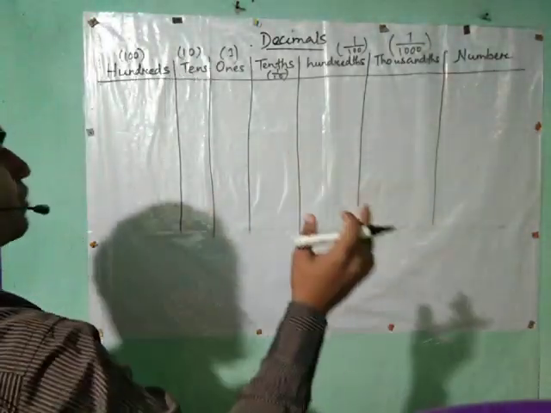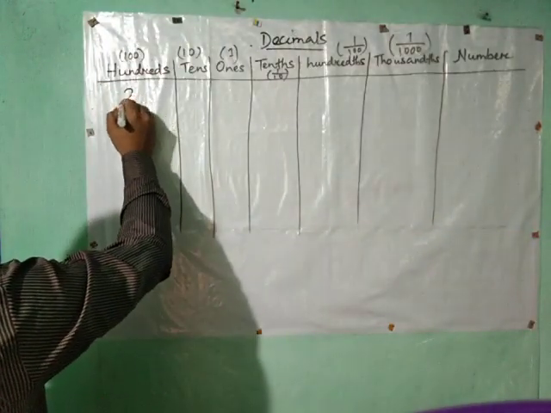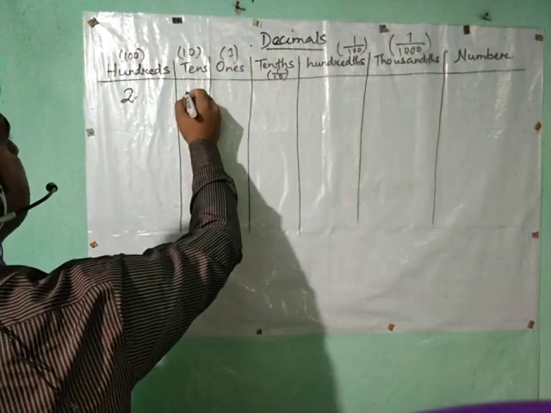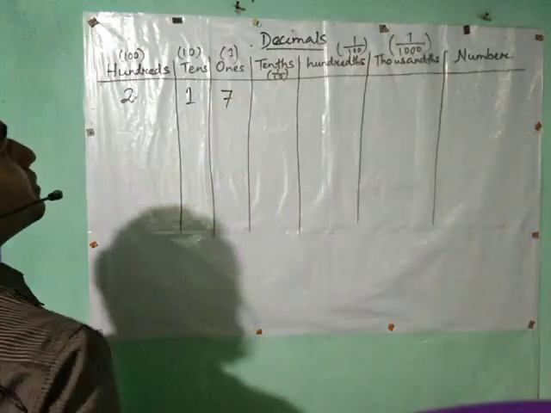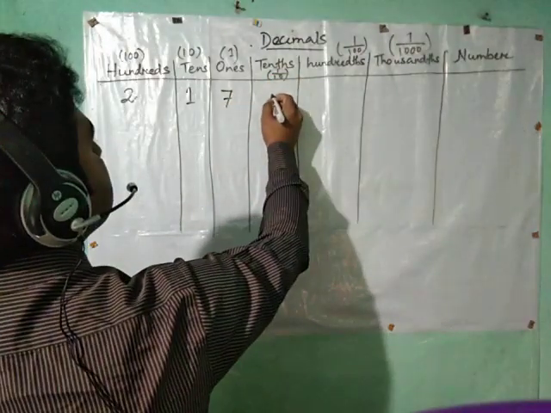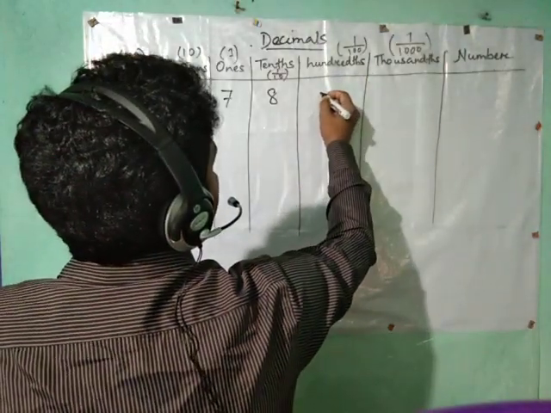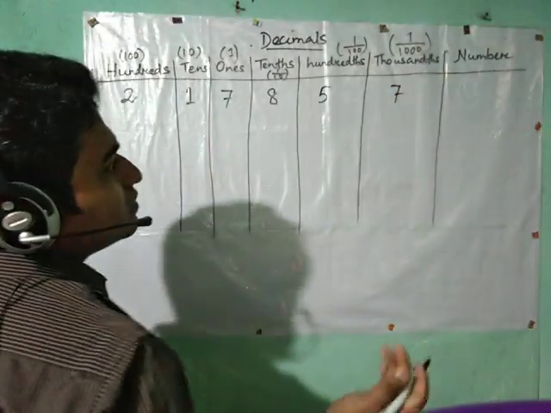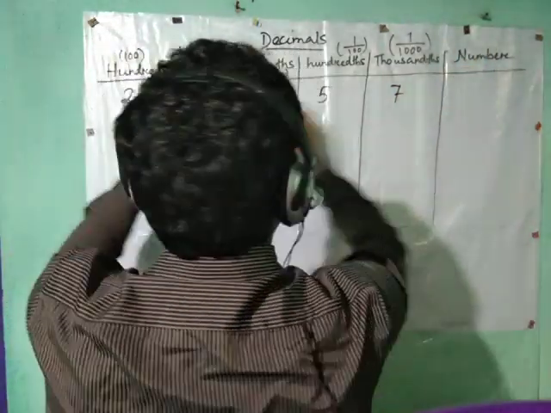Now I want to give some examples. Suppose in the hundreds place there is 2. Let me consider, in the tens place suppose there is 1. In the ones place suppose there is 7. And in the tens place suppose it is 8. Here in the hundreds place it is 5. Then here suppose 7. Okay. Now no other places here. This is a number. I will write this number here.